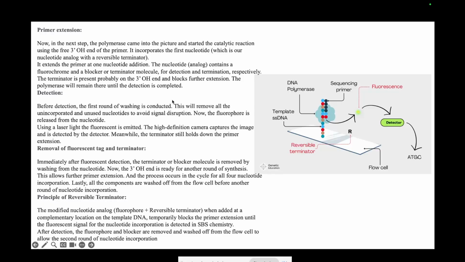So the idea is that the polymerase that came into the picture started the catalytic reaction using the 3' hydroxyl group at the end of the initial primer. It incorporates the first nucleotide, then it extends the primer at one nucleotide addition per go, right? The nucleotide then contains a fluorophore and a blocker or a terminator molecule for detection and termination respectively. A terminator is present probably at the 3' end and blocks further extension.